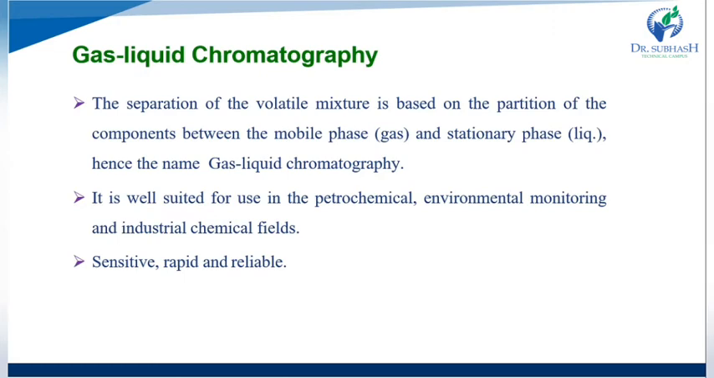The separation of the volatile mixture is based on the partition of the components between the mobile phase and the stationary phase. The mobile phase is the gas, and the stationary phase is the liquid. Hence the name gas liquid chromatography. It is well suited for use in the petrochemical, environmental monitoring, and industrial chemical fields. Also they are sensitive, rapid, and reliable. So this is the gas chromatographic technique.